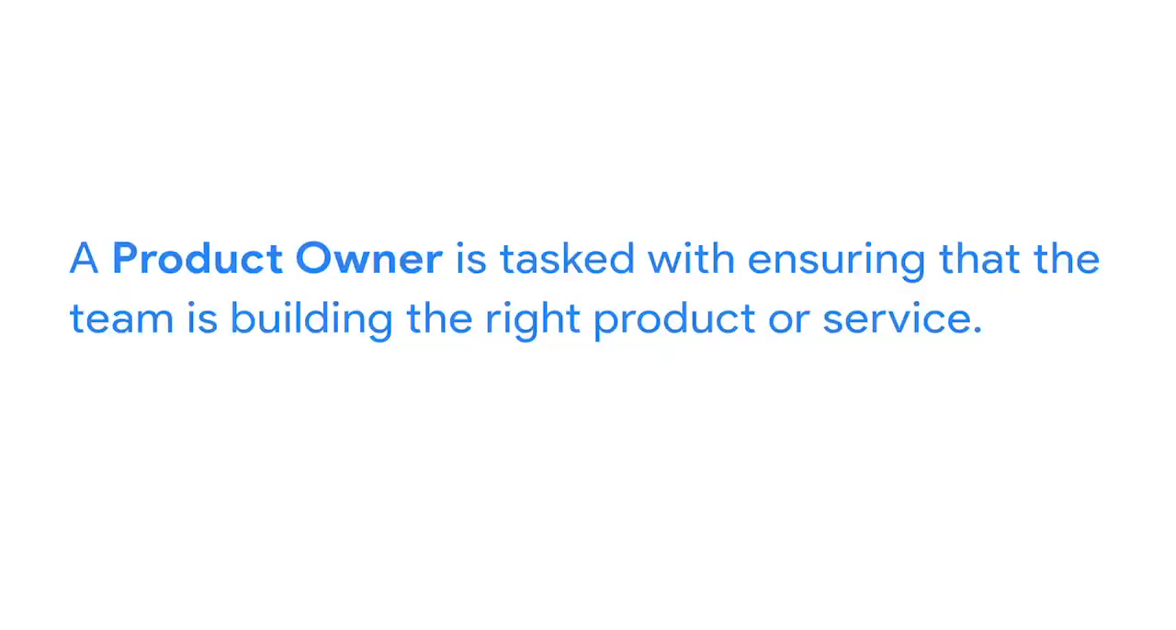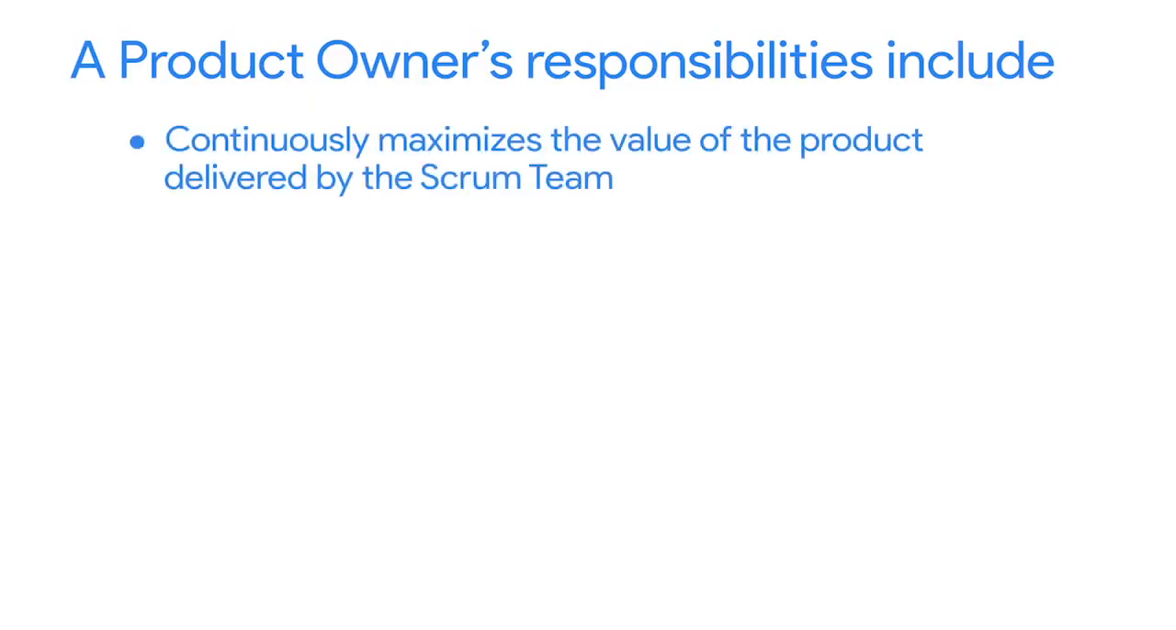A product owner is tasked with ensuring that the team is building the right product or service. An efficient Scrum team isn't useful to anyone if they're creating a product that users don't want. The product owner ensures that the team is building the right thing. A product owner is responsible for continuously maximizing the value of the product delivered by the Scrum team.